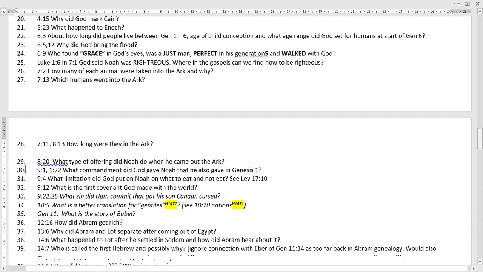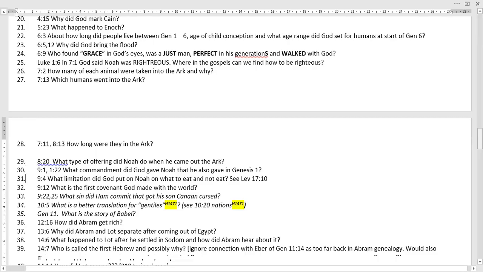Question number 30. What commandment did God give Noah that he also gave in Genesis chapter 1? Well, basically to be fruitful and multiply. Yes, you look at chapter 1:22, we talk about who got the first blessings, the creatures, and chapter 9, verse 1.